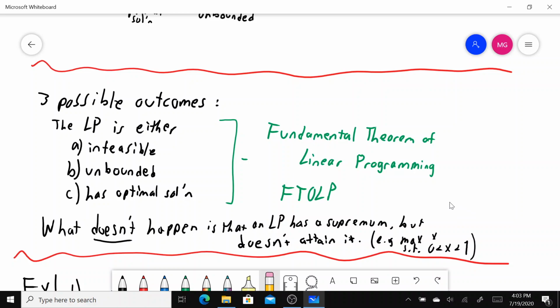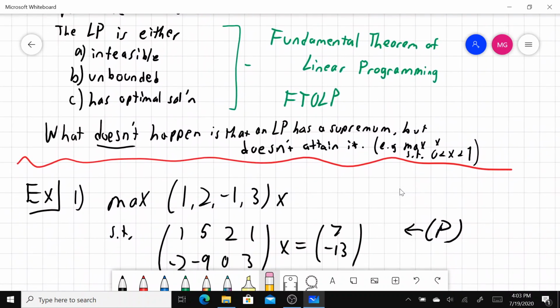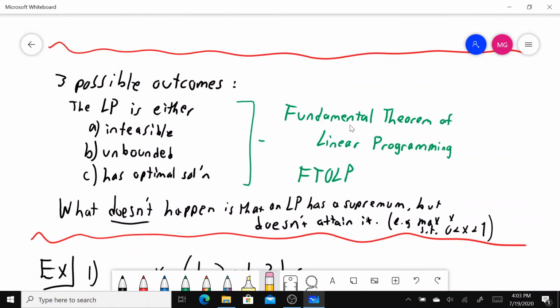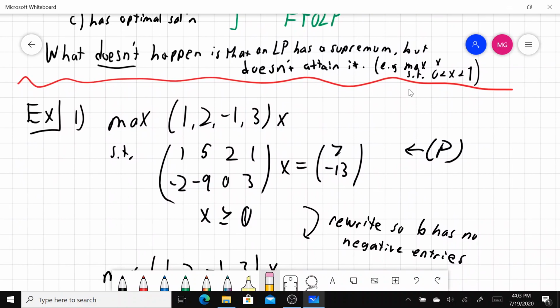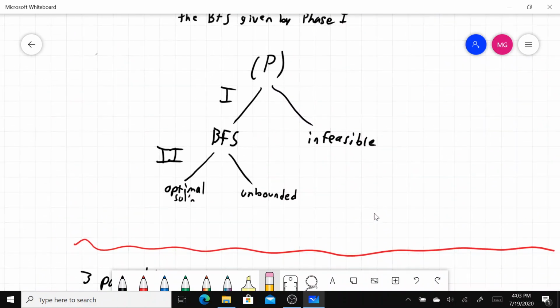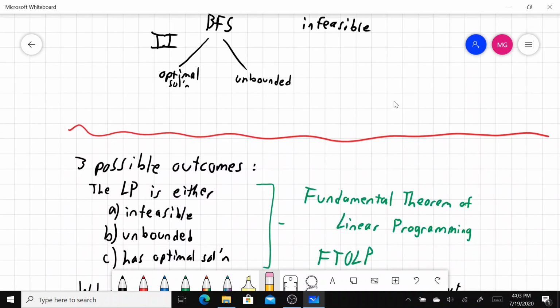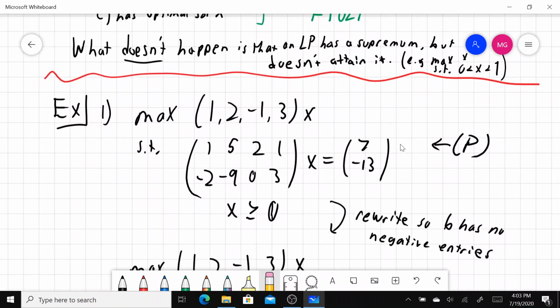Okay. So again, this is assuming those technical details. I'll come back to those details just one more time at the end of this video. But first, let's just do two examples, and we'll see both outcomes. These are examples of phase one. For the first example, we'll generate a basic feasible solution, and in the second example, we'll go down the other branch where we see that our original program P is infeasible. So let's do the first branch first.